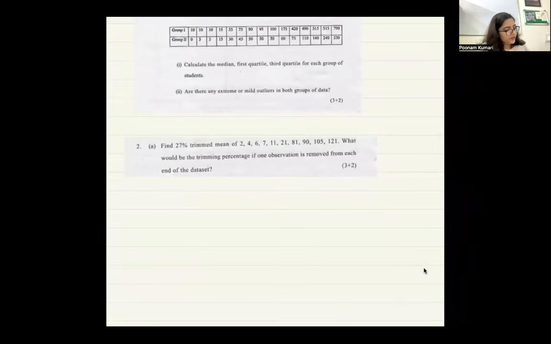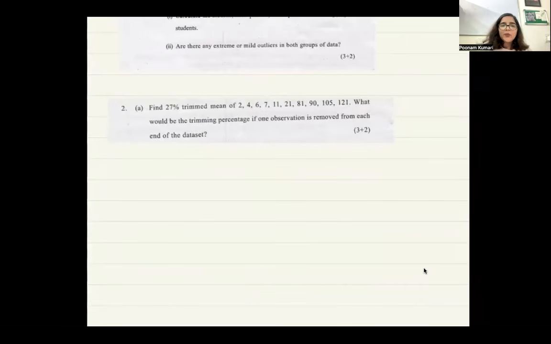So the second problem is saying: find the 27% trimmed mean of these numbers. And then the question is, what would be the trimming percentage if one observation is removed from each end of the data set? If you just remove one observation from each end, what is the percentage of trimming that you are doing? What will you call it? What percentage of trimming are you doing? Okay? So first of all, what do you have to do?